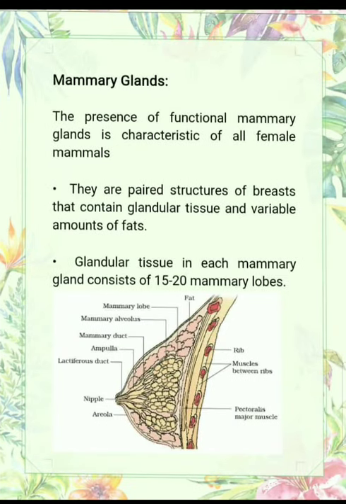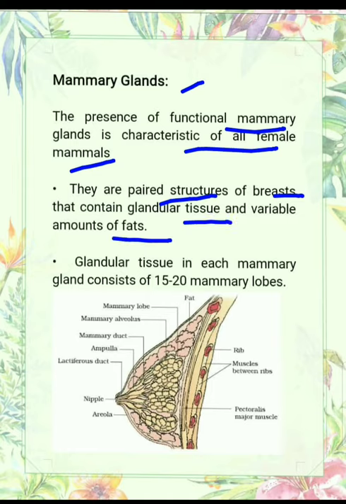Now comes the next topic, the mammary glands. You know that the mammary gland is a characteristic feature of mammals. The presence of functional mammary glands is a characteristic of all female mammals. Mammary glands are also present in males, but they are not functional. Mammary glands are only functional in females. These are paired structures of the breast that contain glandular tissue and a variable amount of fat.